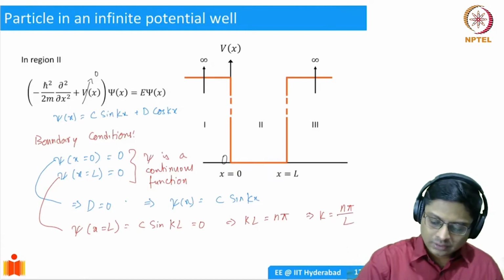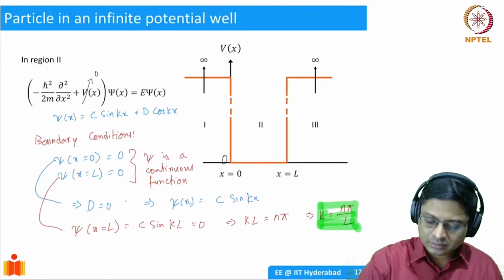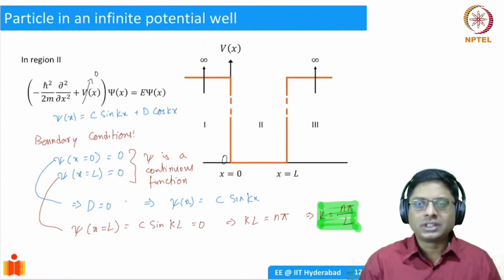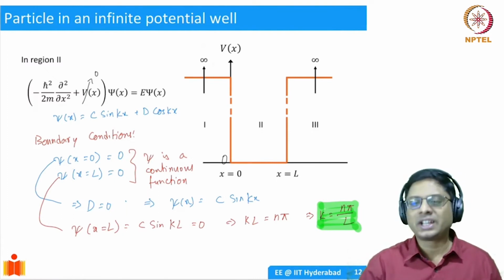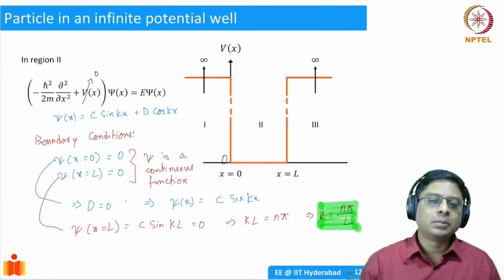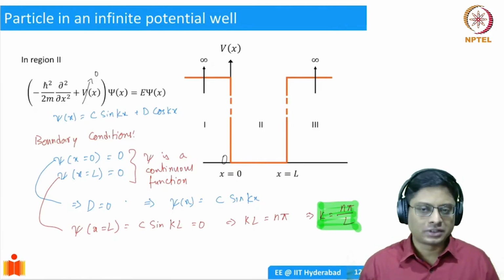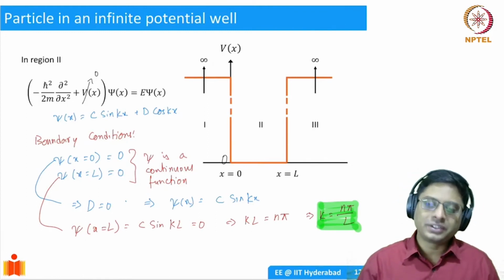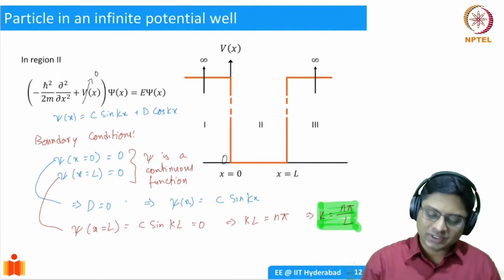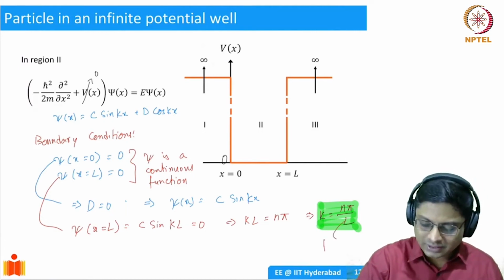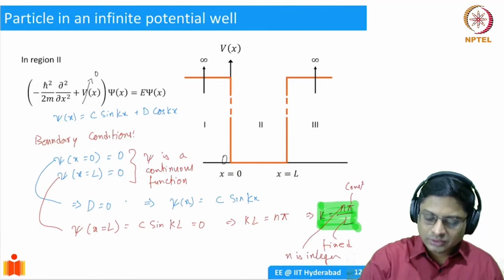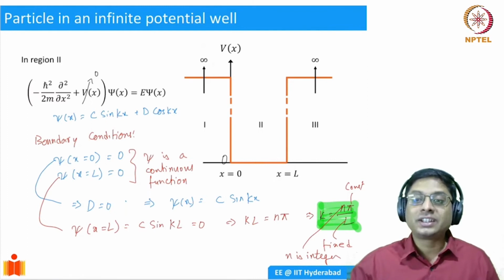So what we are seeing is, in the free electron case, k was a continuous function. You could take any value of k and there would be a corresponding energy. But the moment you confine an electron in a potential well like this, k cannot be a continuous function. k has to be discrete because L is fixed, and this is a constant. n is an integer, so it can only take discrete values.